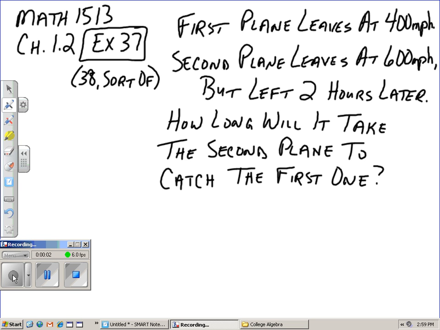All right, Math 1513, College Algebra, Northern Oklahoma College. I'm on chapter 1.2. This is an example to help you with your problem number 37. It's kind of like problem number 38, sort of.